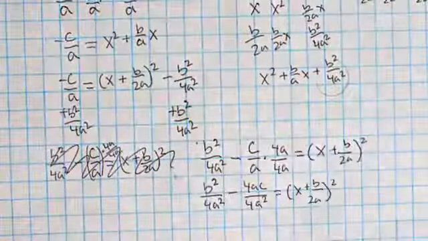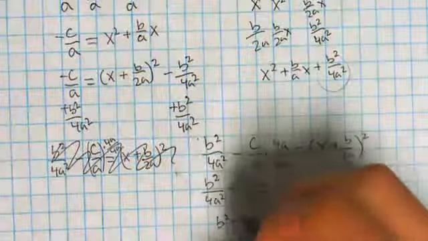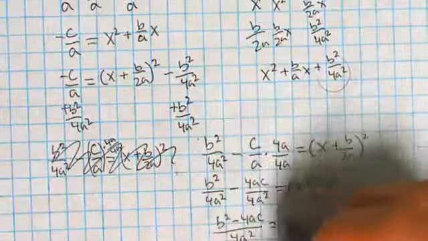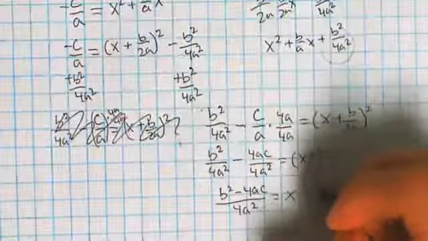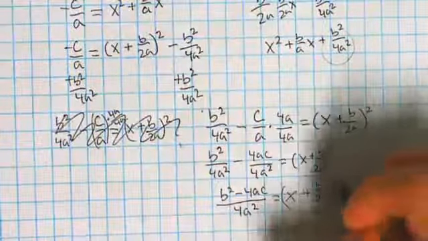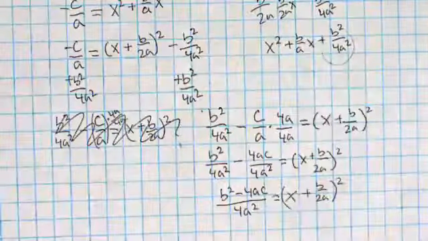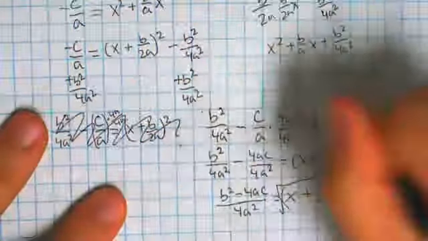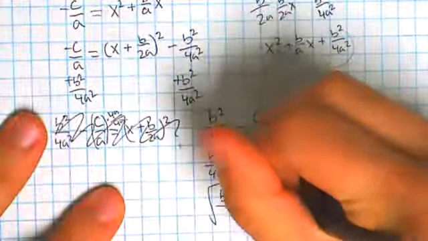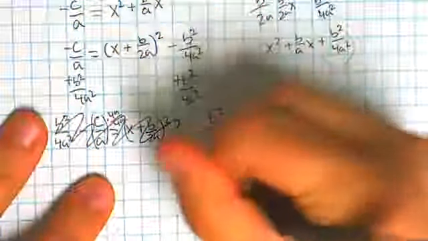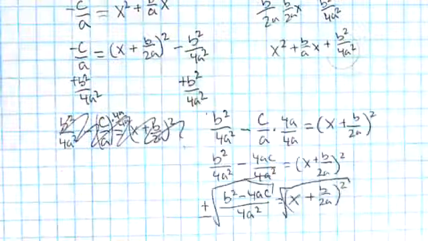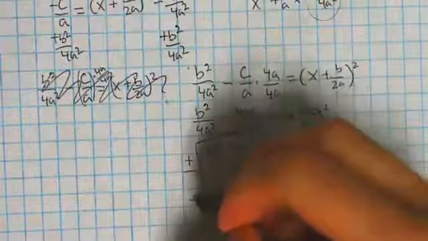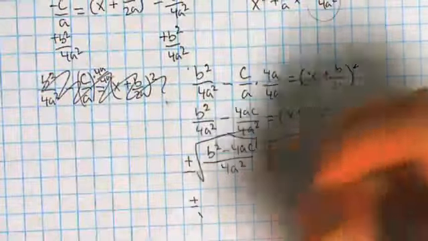And once we combine these together, we now have b squared minus 4ac over 4a squared is equal to x plus b over 2a in parentheses squared. And now we can finally get rid of this squared by taking the square root of both sides. So we take the square root here, we take the square root, whoops, I totally drew that into the previous line. And of course we have to add in our plus or minus because that's what happens. So we have plus or minus the square root of this whole thing.